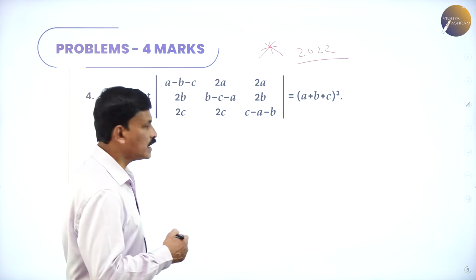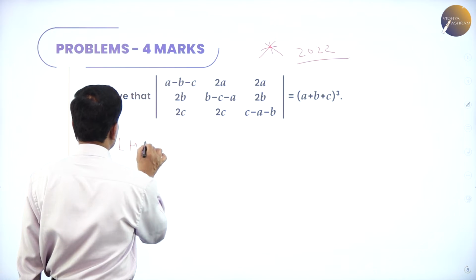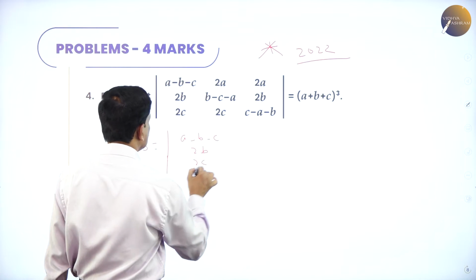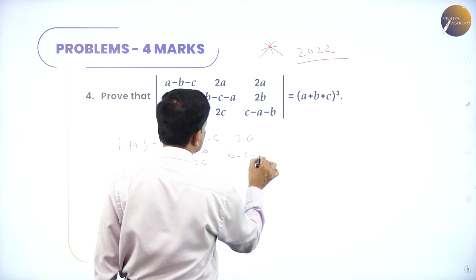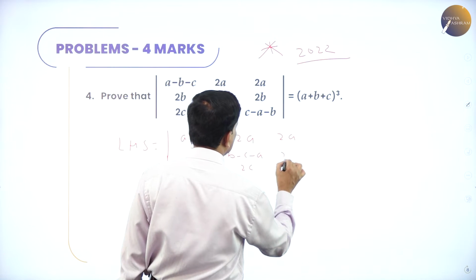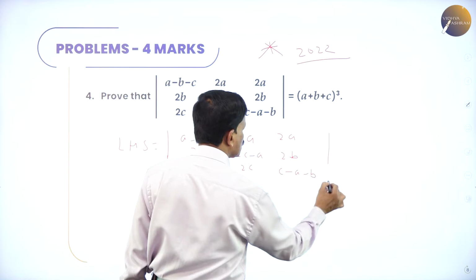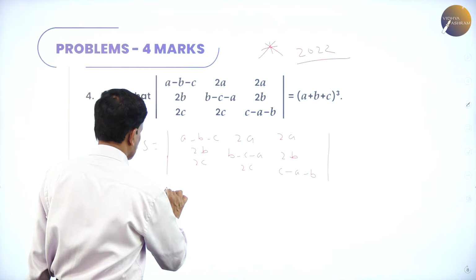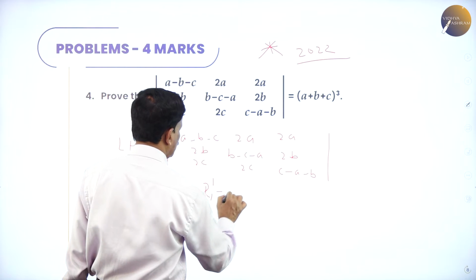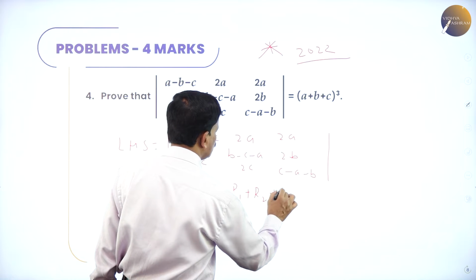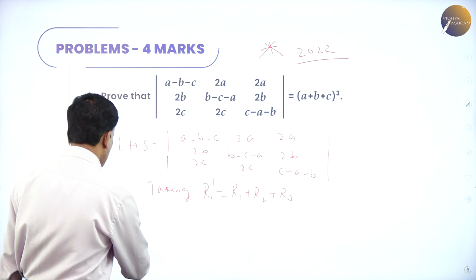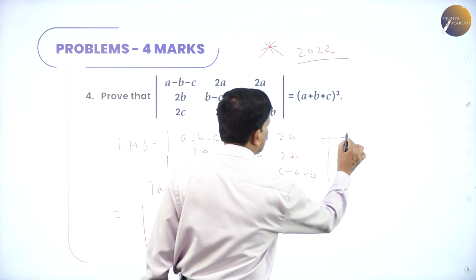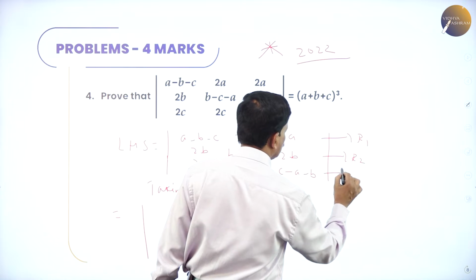Now let us take the LHS. The LHS as it is: a minus b minus c, 2b, 2c; then 2a, b minus c minus a, 2c; 2a, 2b, c minus a minus b. This is the LHS. Now taking R1 dash is equal to R1 plus R2 plus R3. Just add the corresponding elements of row 1, row 2 and row 3.